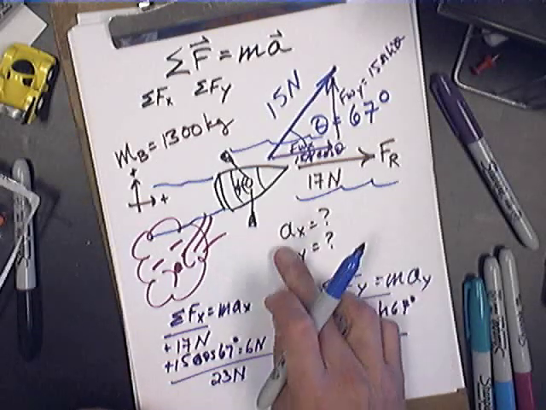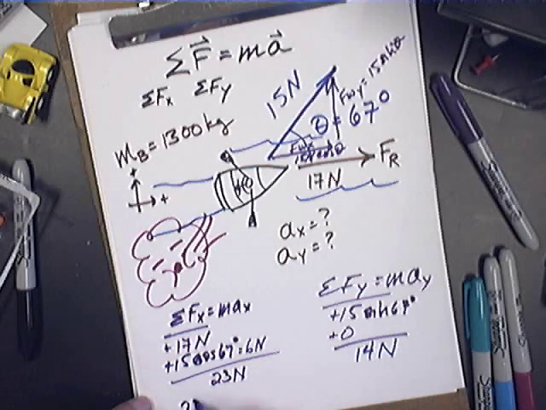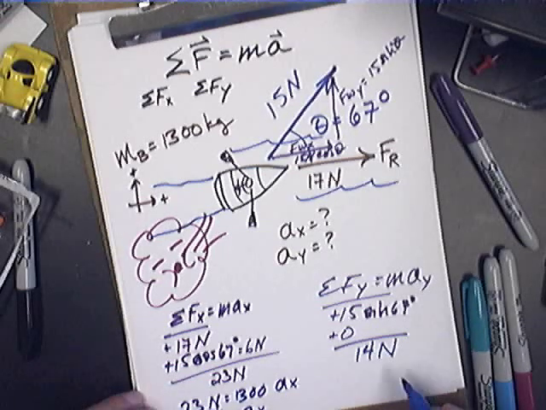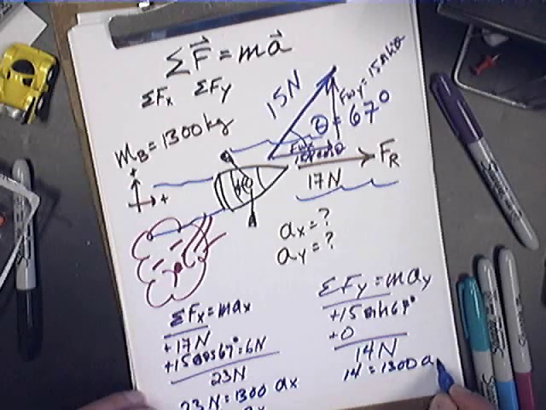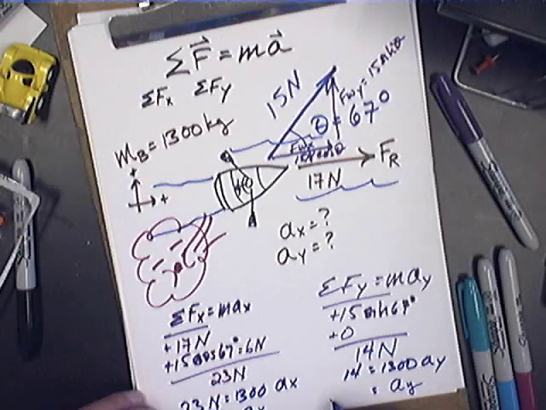Now, I need to find out what the acceleration is. So 23 newtons equals 1,300 times the acceleration in the x direction. My acceleration in the x direction is 0.018 meters per second squared. The acceleration in the y direction is 14 newtons equals 1,300 times the acceleration in the y direction. Acceleration in the y direction is 0.011 meters per second squared in the positive direction.